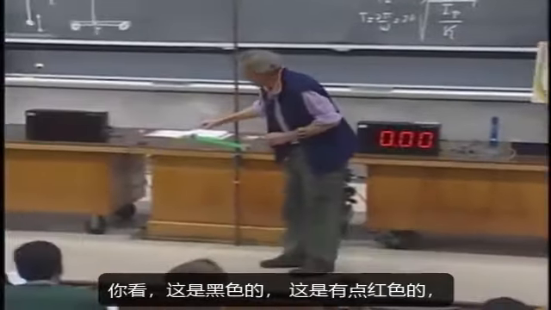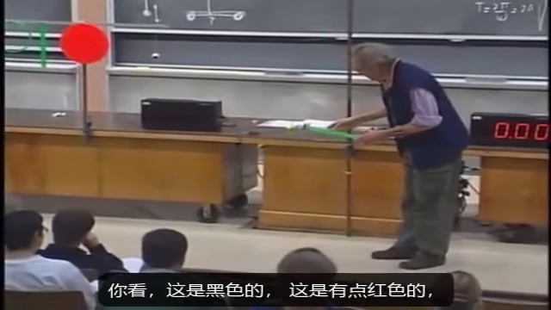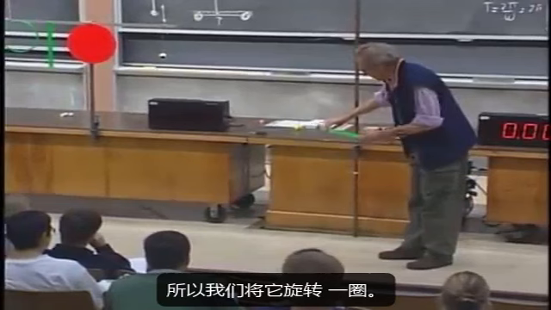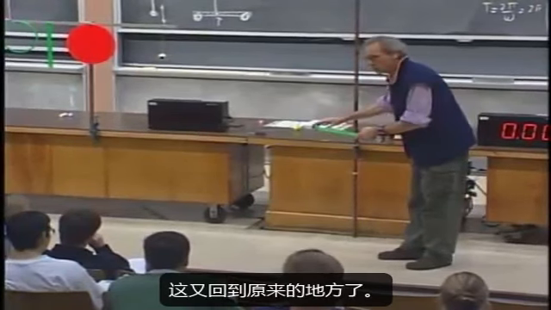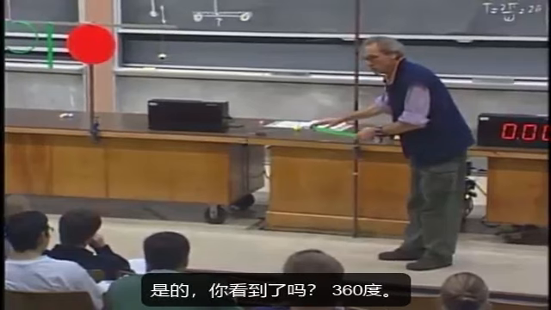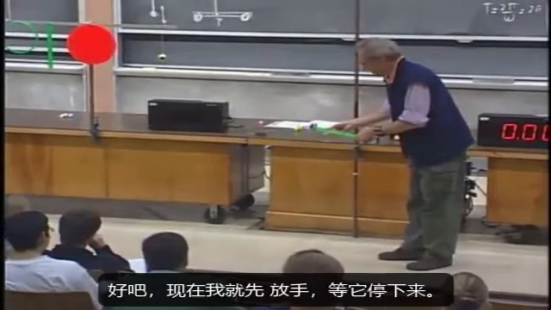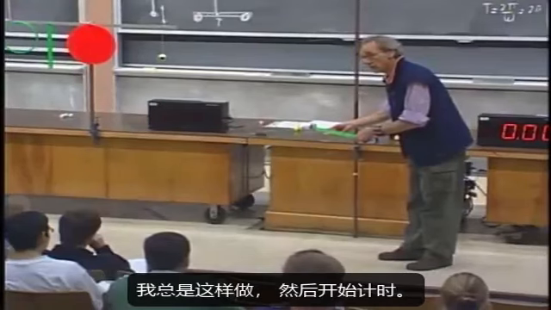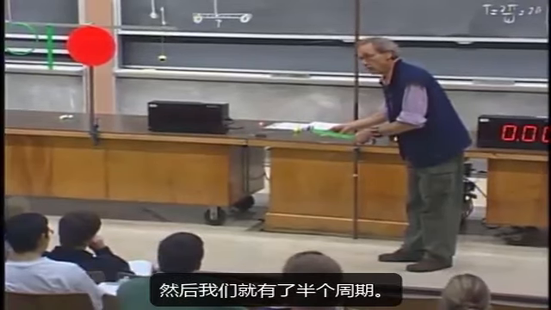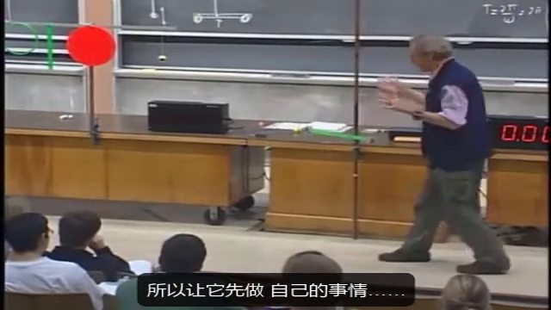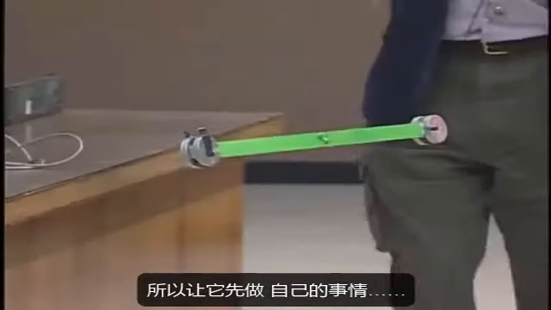You see, this is black and this is a little red, so we will rotate it one rotation. This is back here where it was. Yeah, have you seen that? 360 degrees. Okay, now I will first let it go and wait until it stops. I always do that, and then I start the time. And then when it stops again, I'll stop the time, and then we have half a period. So let's first do its own thing.